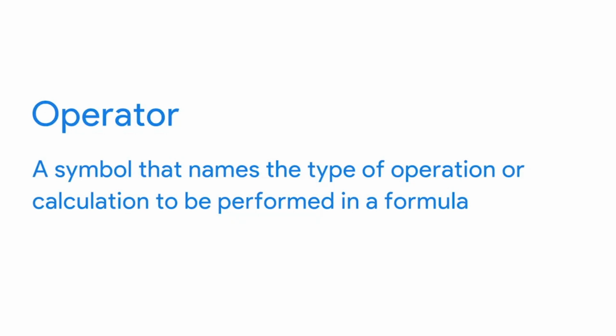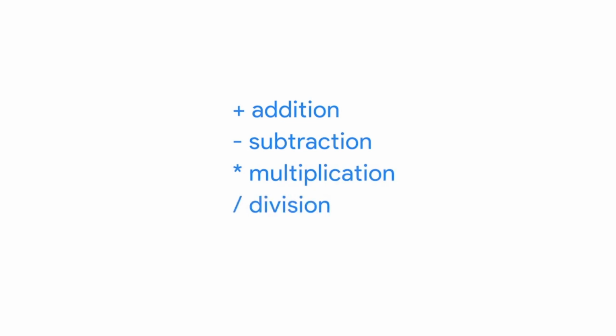An operator is a symbol that names the type of operation or calculation to be performed in a formula. As you learned earlier, the four basic arithmetic operators in spreadsheet formulas are the plus sign for addition, the minus or hyphen for subtraction, the asterisk for multiplication, and the forward slash for division. These same operators calculate data in the same way when writing queries in SQL.